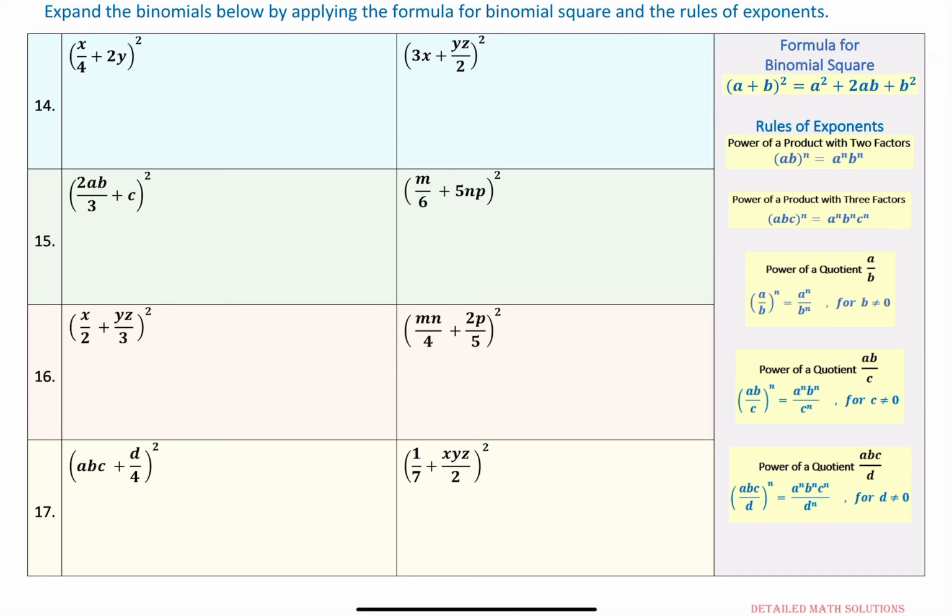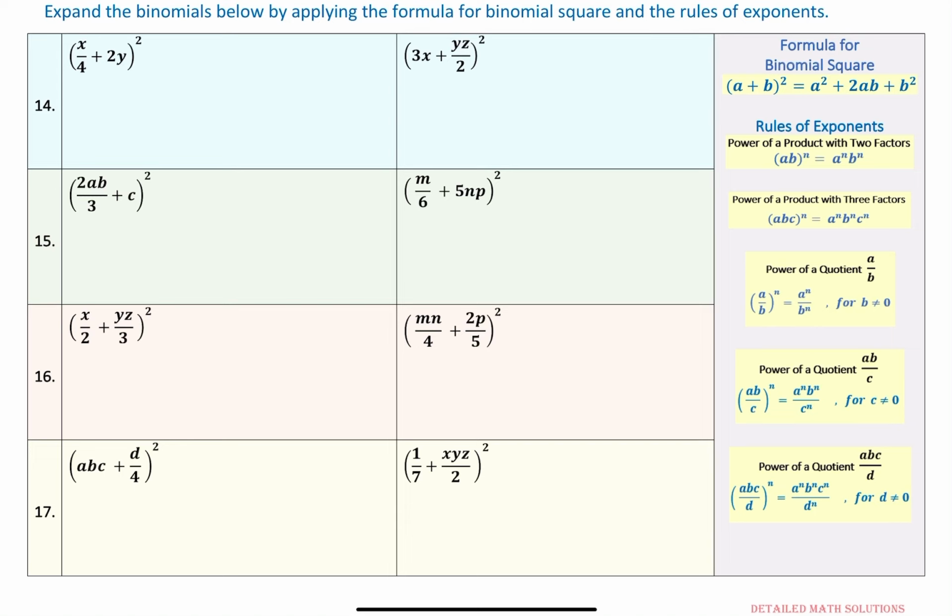Power of a product with two factors: ab in parentheses to the nth power equals a to the nth power multiplied by b to the nth power. Power of a product with three factors: a times b times c in parentheses to the nth power equals a to the nth power multiplied by b to the nth power multiplied by c to the nth power.